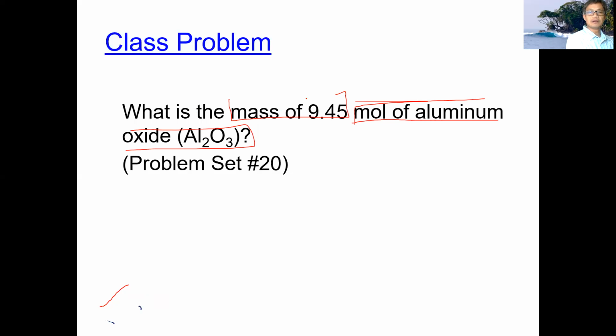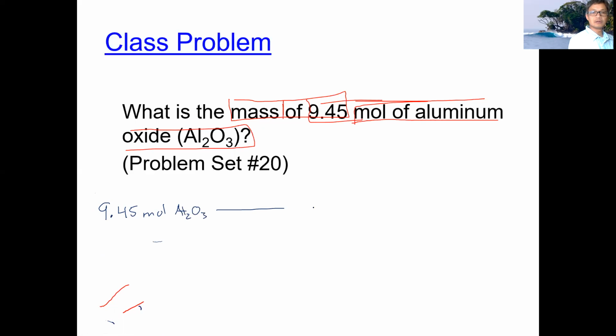I apologize. They're asking us to find the mass if we have the moles of aluminum oxide here. We have 9.45 moles of aluminum oxide. So let's go ahead and set up the problem there. If we start out with 9.45, go ahead and write this down. Start out with 9.45 moles of aluminum oxide.